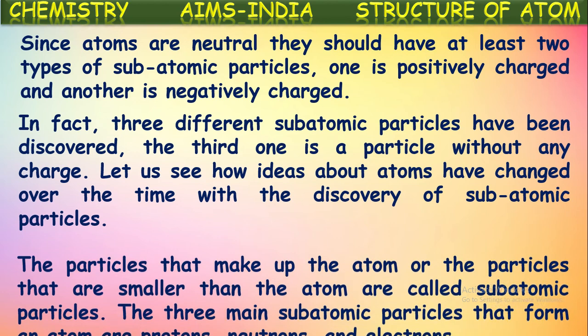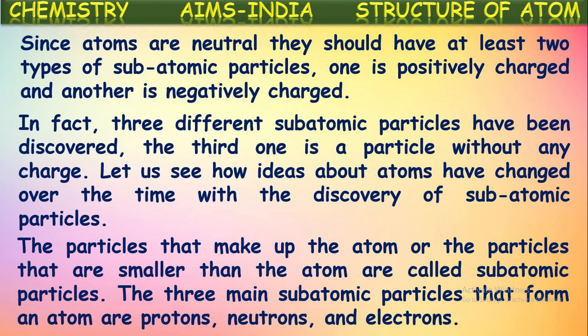So what are these subatomic particles? The particles that make up the atom, or the particles that are smaller than the atom, are called subatomic particles. The three main subatomic particles that form the atom are electrons, protons, and neutrons. And nowadays we know inside the atom there are around 100 types of particles existing. So these all together are called subatomic particles.